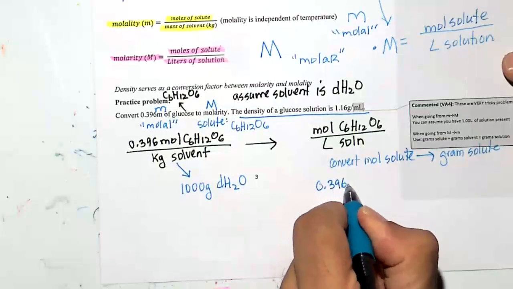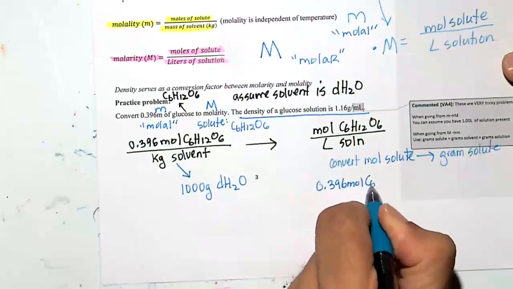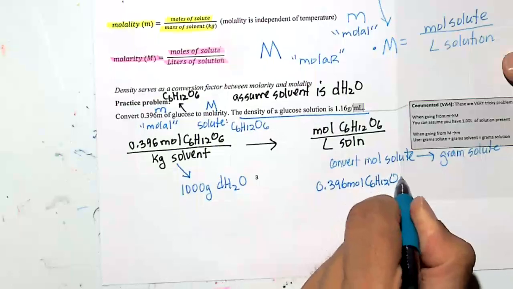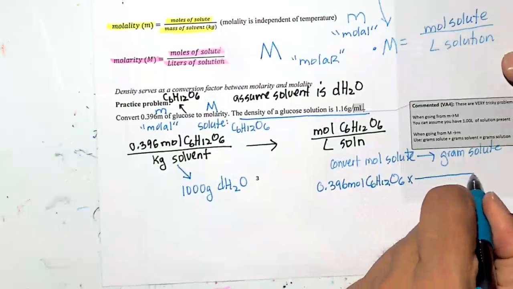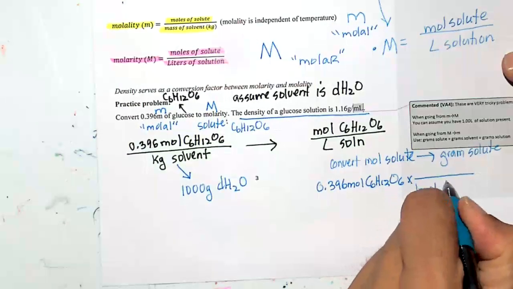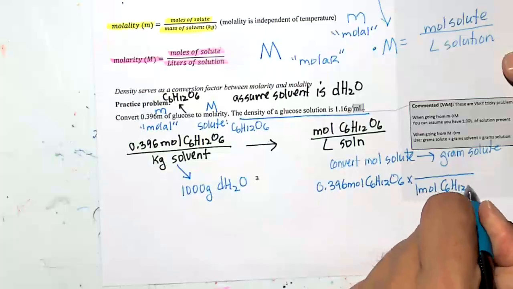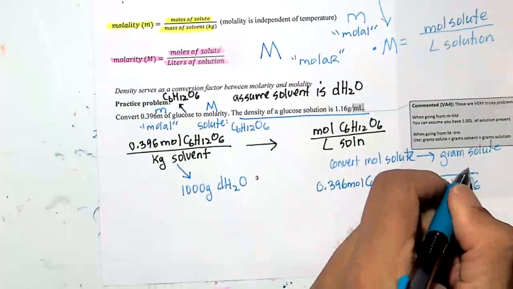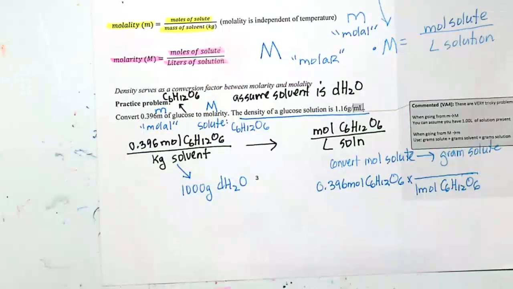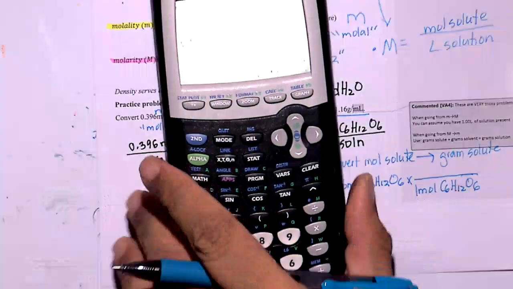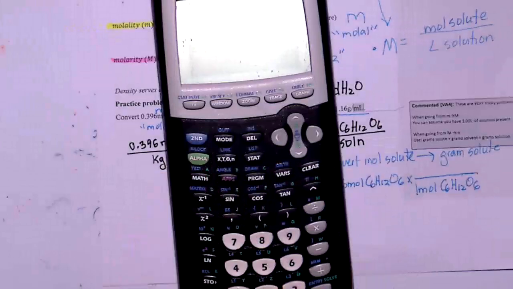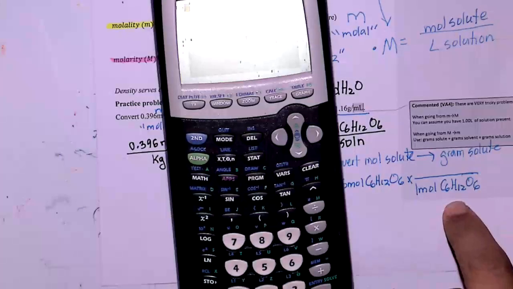So we have here 0.396 moles of glucose, which is C6H12O6. Okay, 1 mole of glucose contains how many grams? Right, quick. 1 mole of glucose is how many grams? I don't know this off the top of my head. This is what I know.